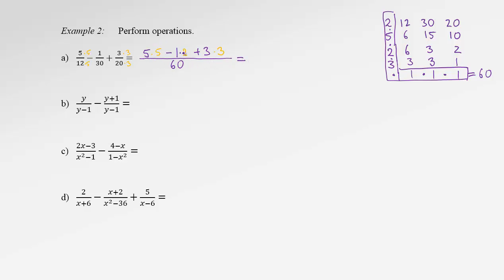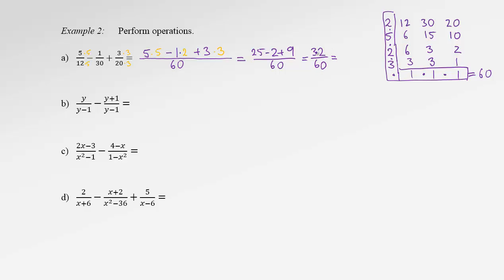Now what we need to do is just calculate what's in the numerator. We have 25 minus 2 plus 9 over 60. Well, 25 minus 2 is 23, plus 9 is 32. So we've got 32 over 60. And that's not the end. We should always check if it's possible to simplify this fraction.